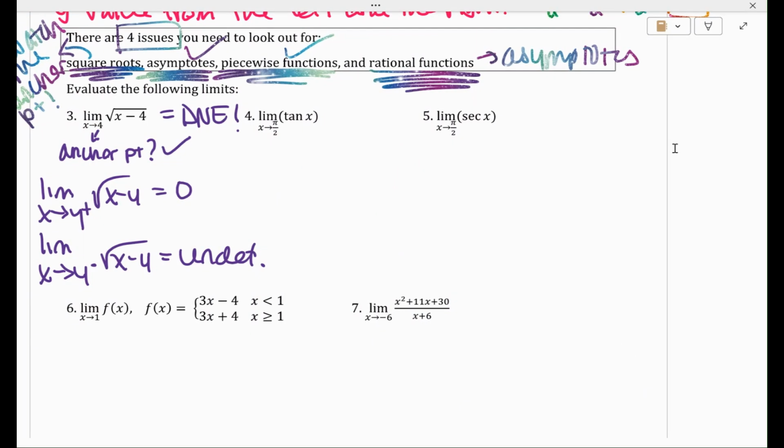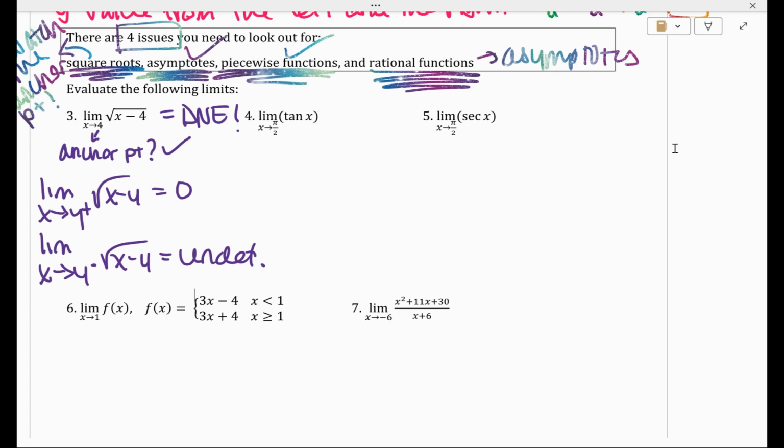And when that happens, when I'm asking for the limit as x approaches 4 in number 3, since that is the anchor point and that's where the graph starts, the graph doesn't exist from the left, and then the graph does exist from the right. And as you can see, we properly wrote out notation from the left and from the right. And since they don't approach the same limit, then therefore the limit should be does not exist.